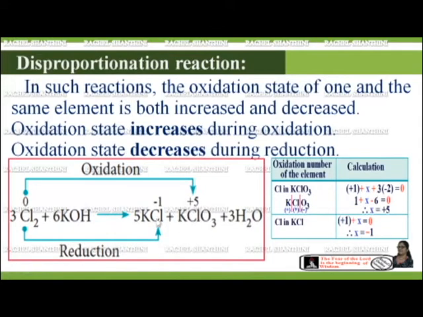Already we have seen how to calculate the oxidation state of chlorine in potassium chlorate and potassium chloride. Here in this reaction, the oxidation state of chlorine increases from 0 to +5 in potassium chlorate and decreases to -1 in the case of potassium chloride.